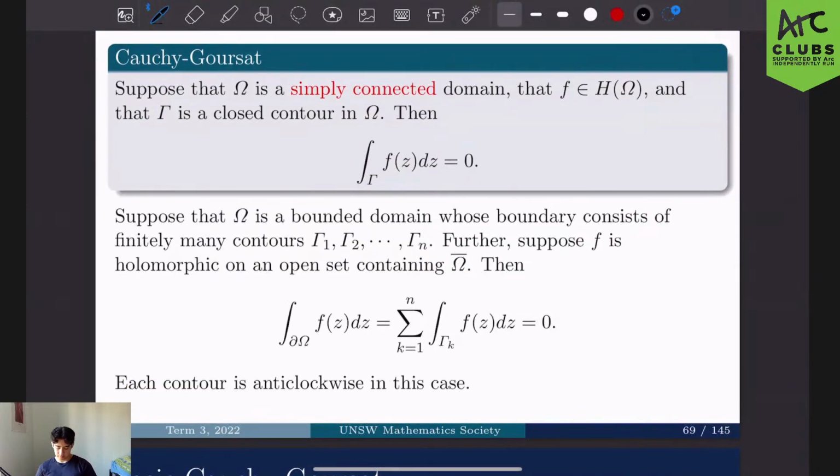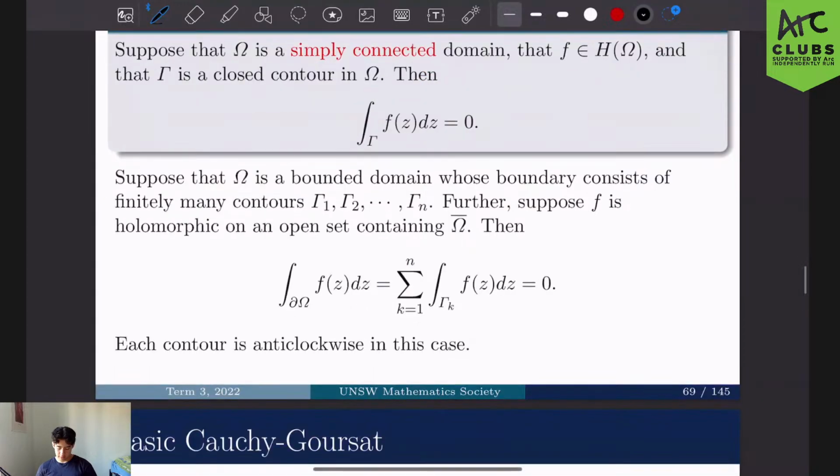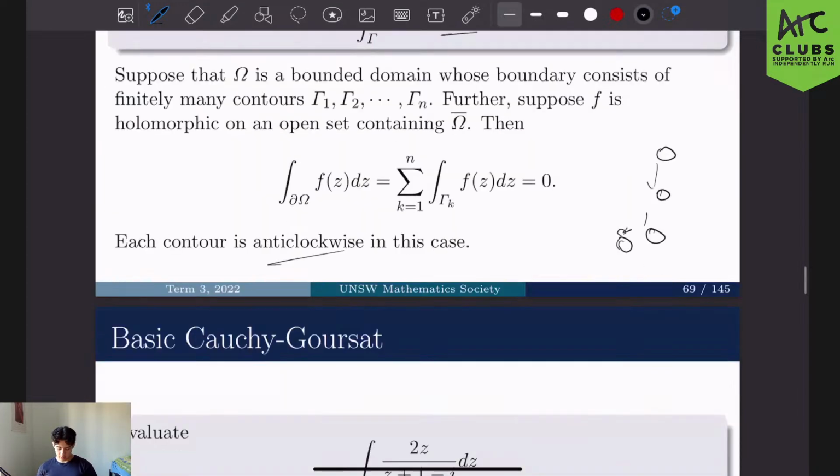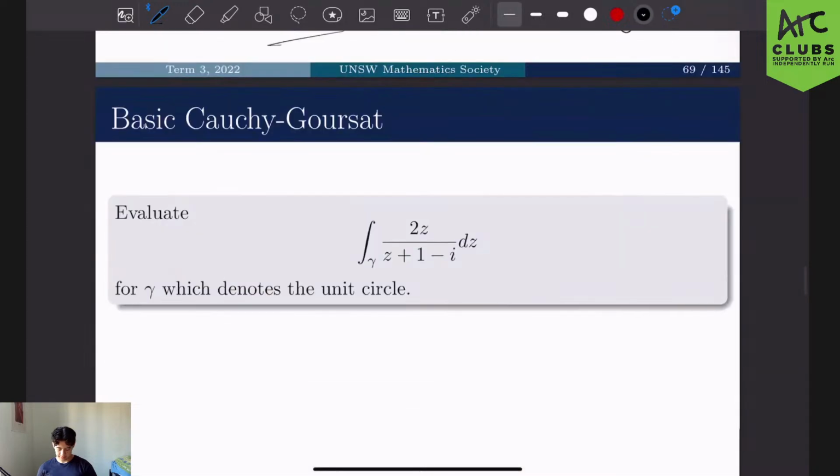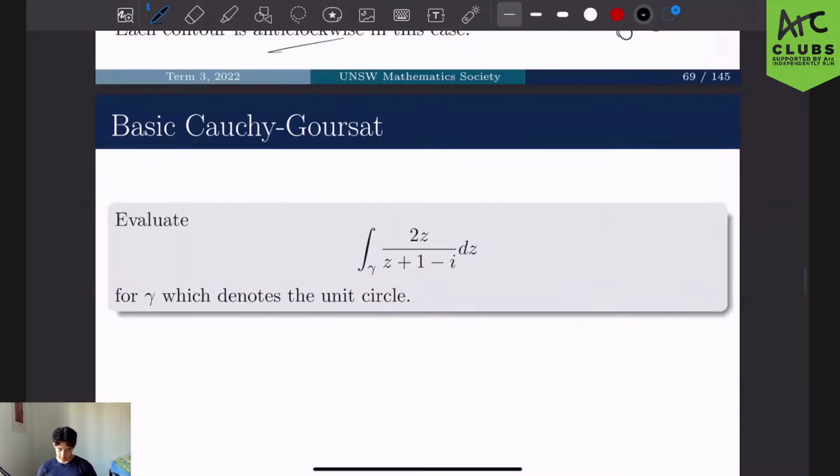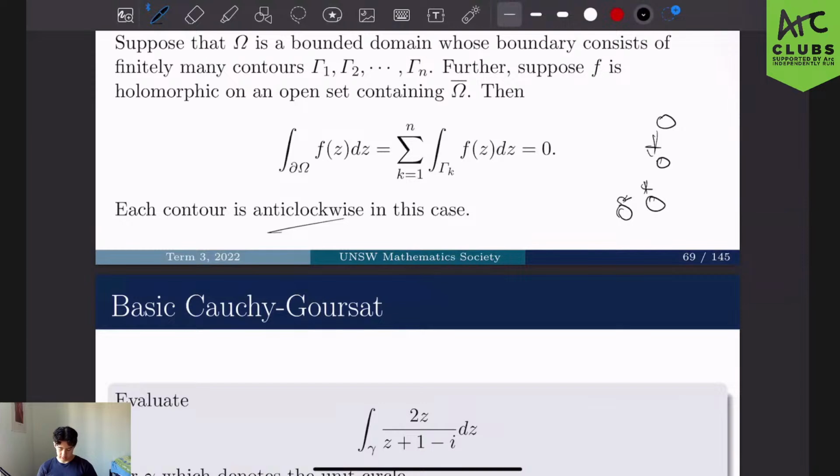So we've also got this here, which is basically just saying the sum over each contour is also going to be 0, like each individually is going to be 0, and the sum of all of them is also going to be 0 when we're taking them anti-clockwise.